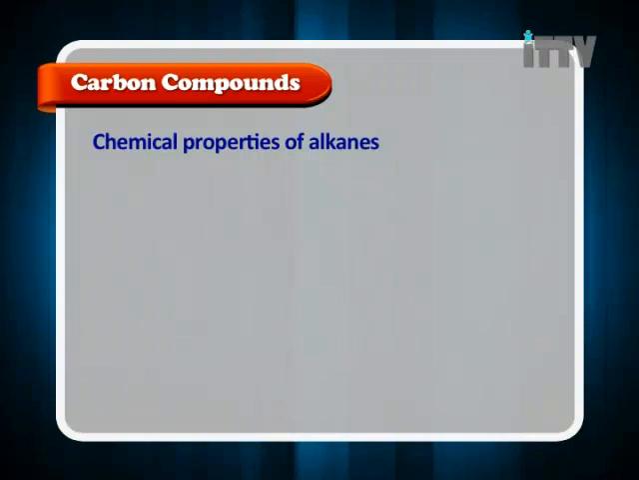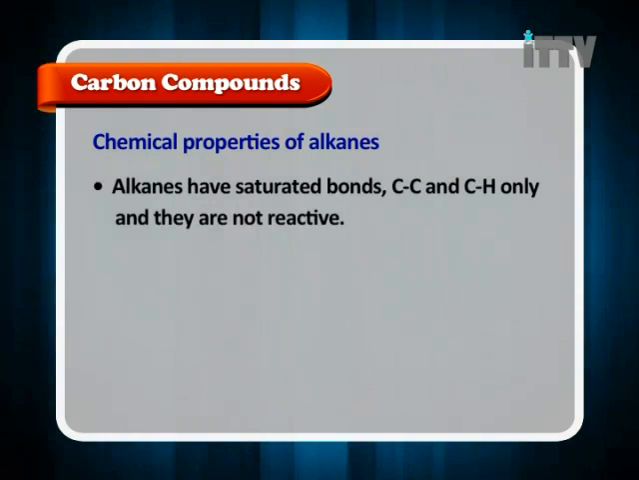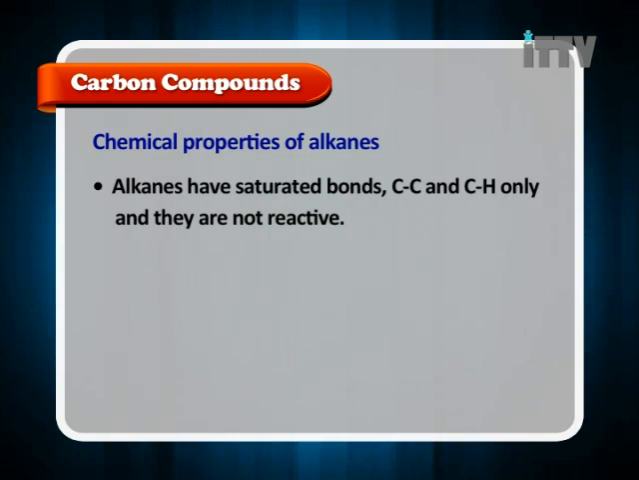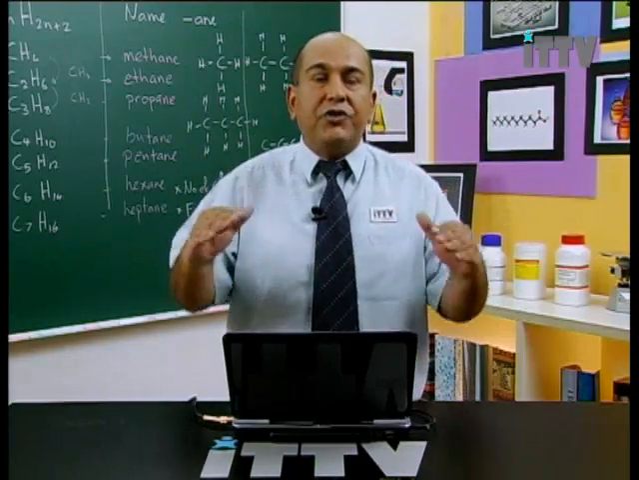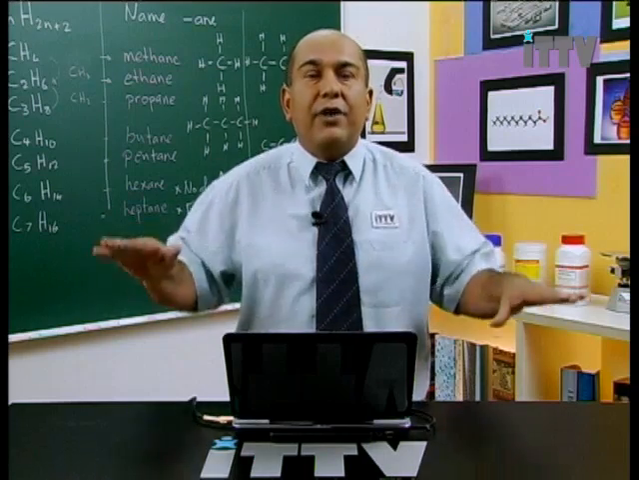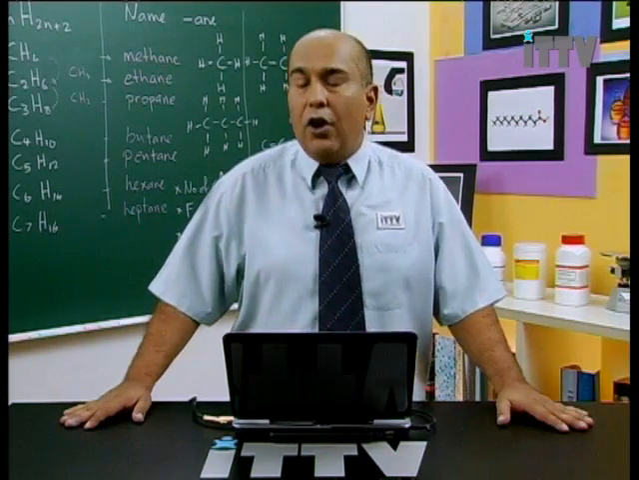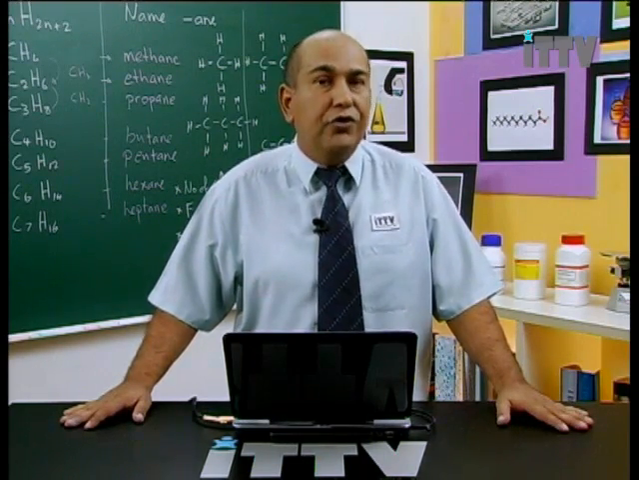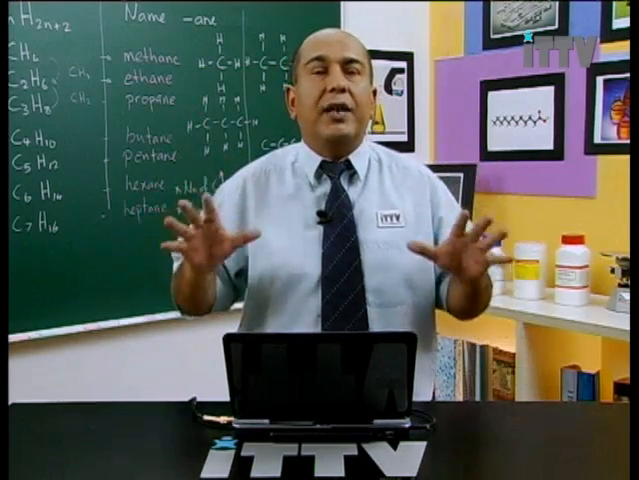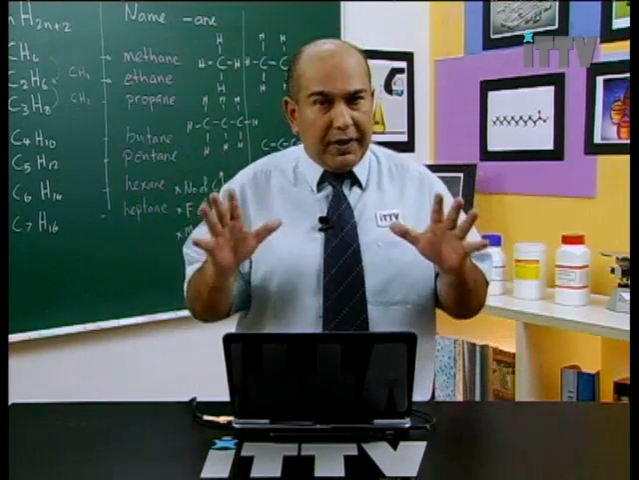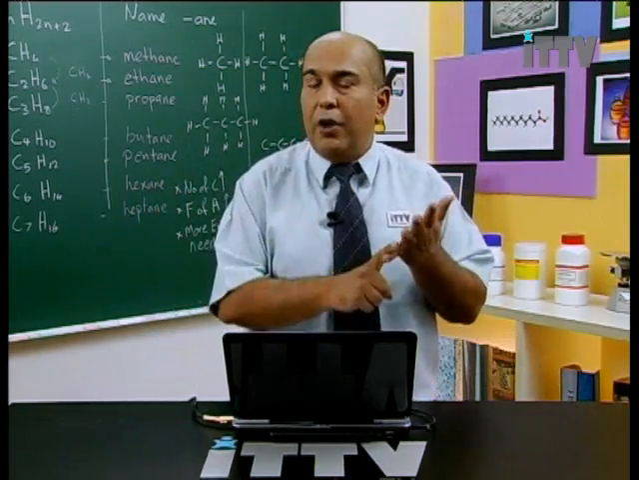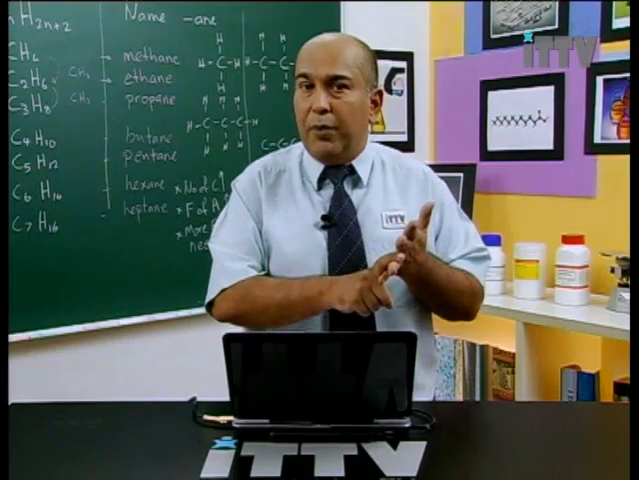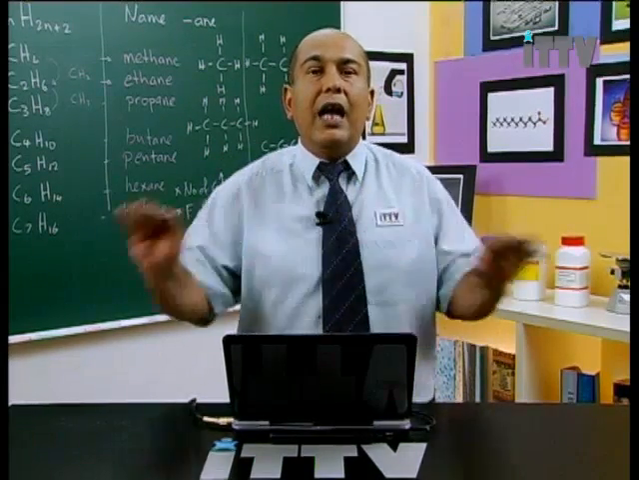Chemical properties of alkanes. Alkanes have saturated carbon-carbon bonds and carbon-hydrogen only, and they are not reactive. Key thing here, saturated hydrocarbons are unreactive. Why? Because they have single bonds only and have stable octet. So remember this, it's very important. Stable octet, because of the single bond, equals unreactive.